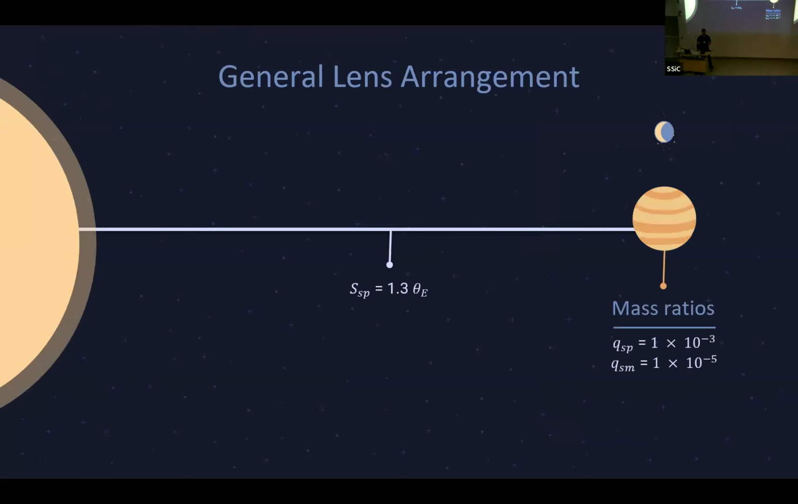So they have a general lens arrangement where they've chosen an M dwarf star, because that's typically what you'll find in the galactic bulge. And we have a Saturn-like planet with an Earth-mass moon. They choose a wide separation so we can actually see the different caustic shapes between these lenses.